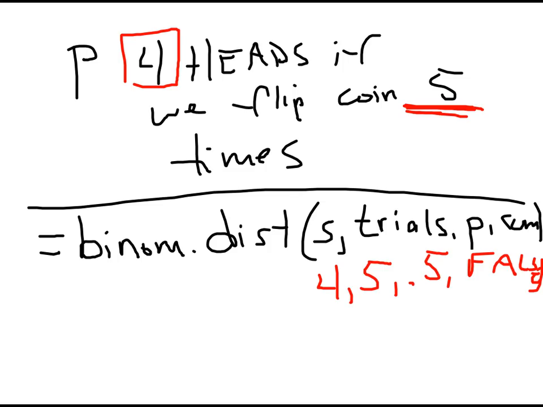So close your parentheses, hit enter, and the answer you should get is 0.15625. And depending on how your Excel is set up, you might just get a couple digits, or it might be rounded. It might be 0.157, or it might be 0.116.